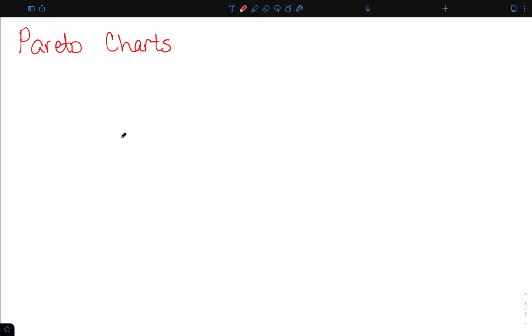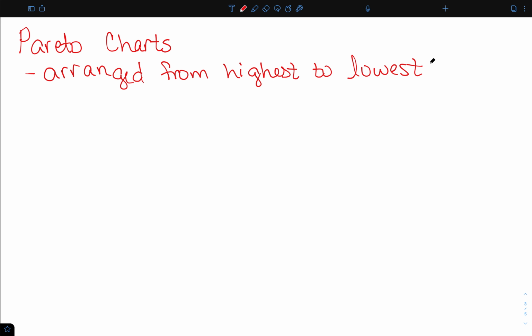Next, let's consider Pareto charts. Pareto charts are a very specific type of bar graph. Pareto charts are bar graphs where the bars are arranged from highest to lowest. And these are designed to help draw your attention to the categories with a higher frequency. Since they're a special type of bar graph, they're created the same way. We just have to make sure our data is arranged from the largest to the smallest according to frequency.